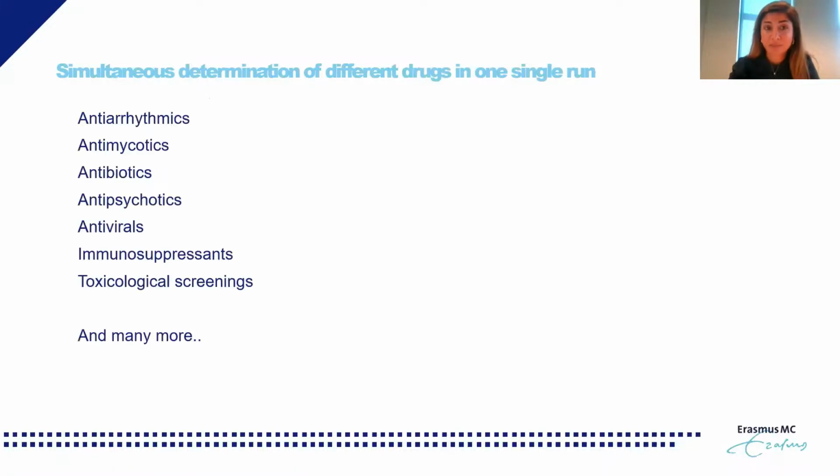So to get the most out of one sample, it's very important to make use of multi-methods, as I explained before. Here I have some examples of the multi-methods we are using at this moment in our laboratory. And the simultaneous quantification of drugs results in lower required sample volumes, but also in faster TDM and toxicological advices. Although it might be sometimes challenging to combine all these drugs in one method because of their different chemical properties.